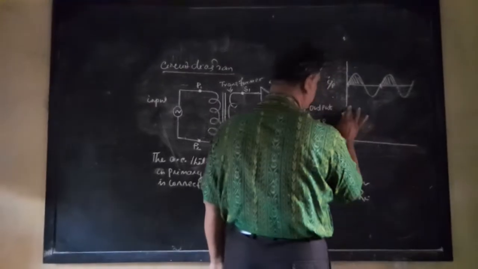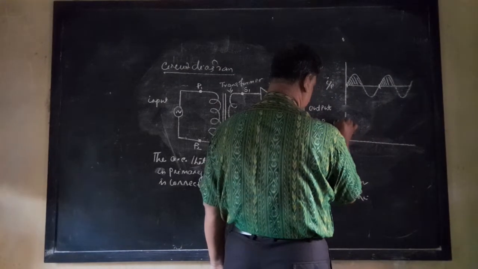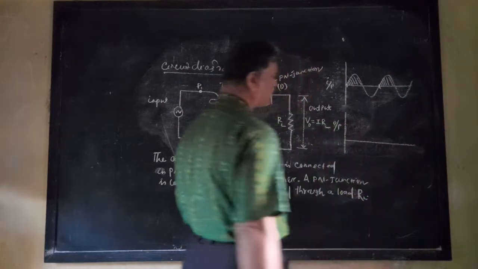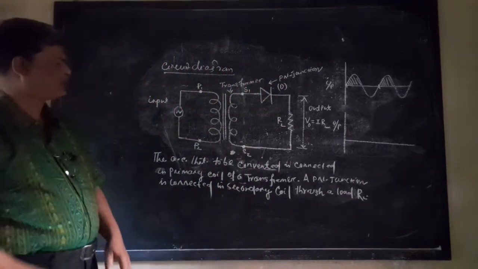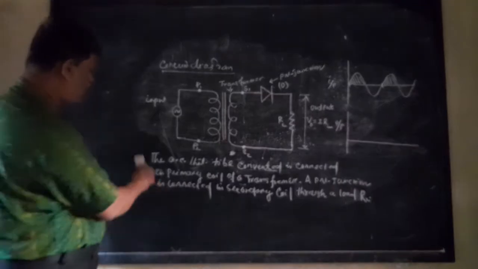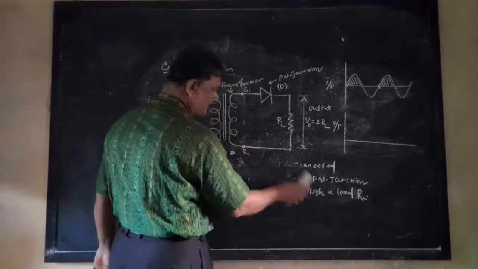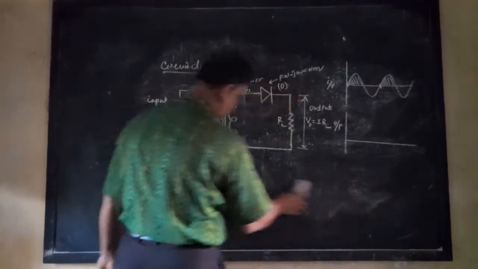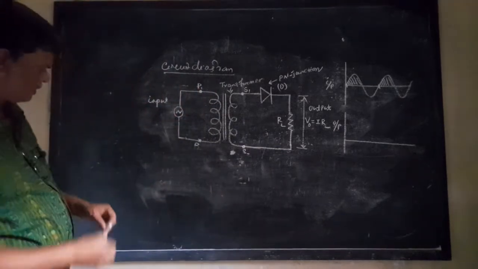This is the input. Now we find the output. This is your output. Then how do we get the output? So what is the action of the current? Next one is the action, the working of the circuit.